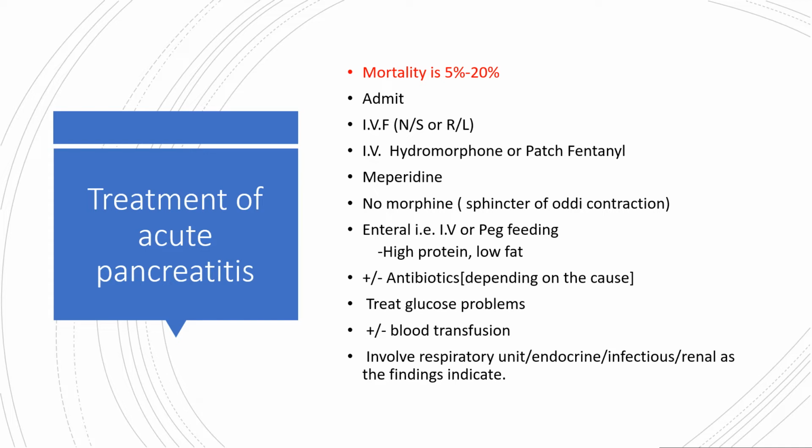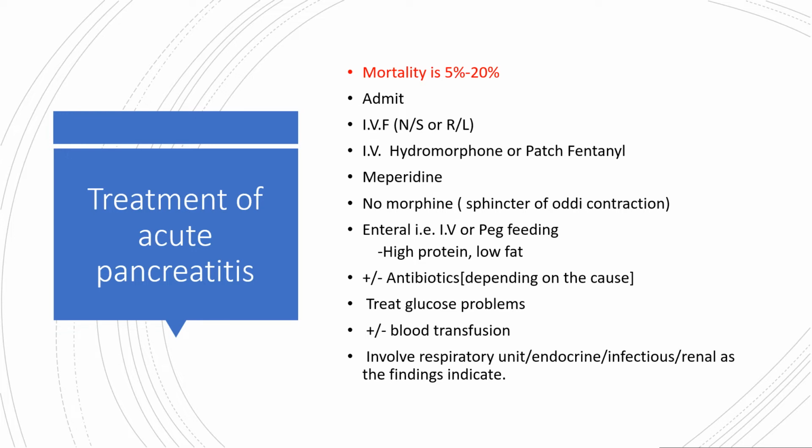Then enteral feeding, like using PEG and feeding the individual with high protein and low fat, would be great. You may choose to give antibiotics depending on the cost and your outcome. And you treat glucose problems. I call it glucose problems because it may be high, may be low, may be up and down. So you regulate the value, titrate it with your medication, insulin this time.